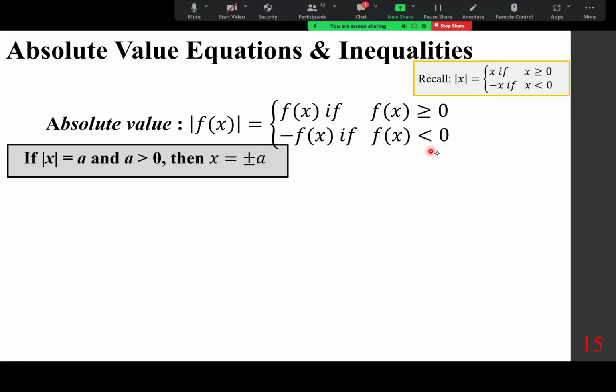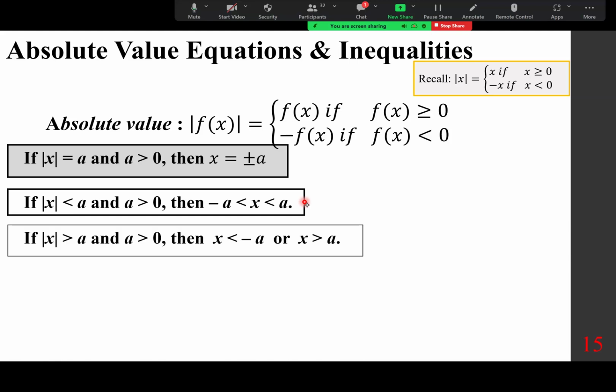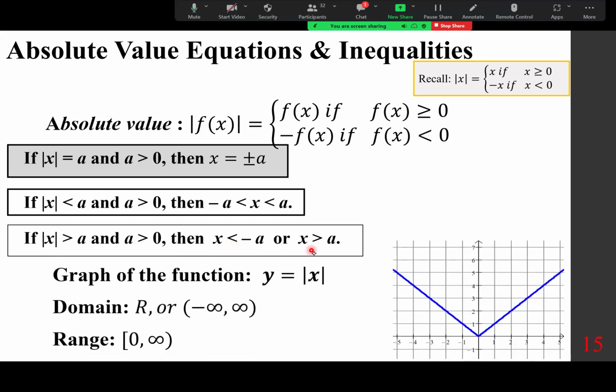So, and again, these are the inequalities. Absolute value of x equals a. We have two answers, plus minus a. If it's less than a and a is positive, it's between negative a and a. If it's absolute value of x larger than a and a is positive, x is either less than minus a or larger than a. And if you look at the graph of the function, it looks like a V shape.